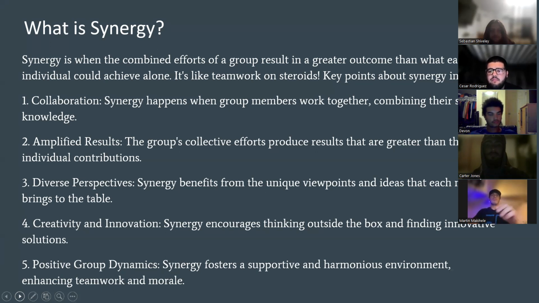Synergy happens when group members work together, combining their skills and knowledge. Amplified results: the group's collective efforts produce results that are greater than the sum of individual contributions. Diverse perspectives: synergy benefits from the unique viewpoints and ideas that each member brings to the table.